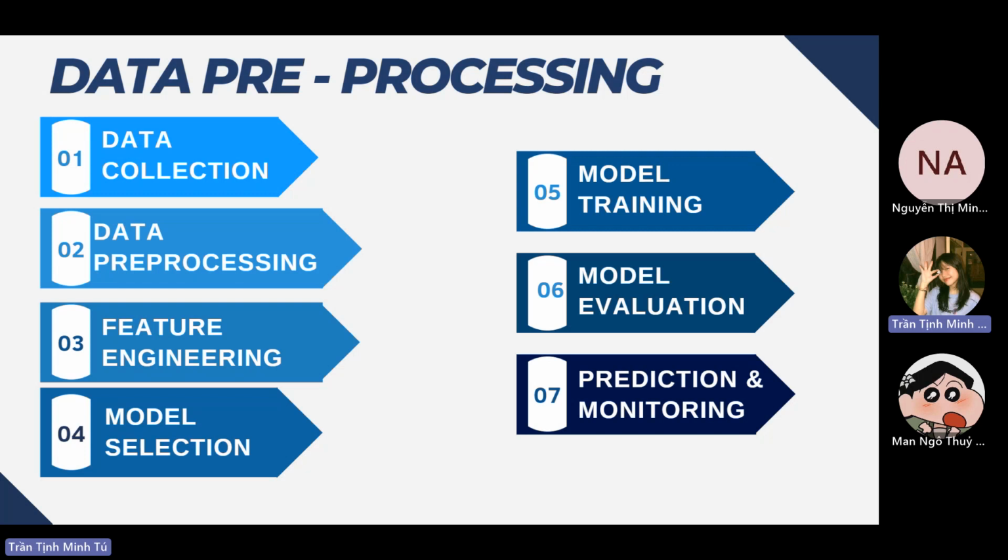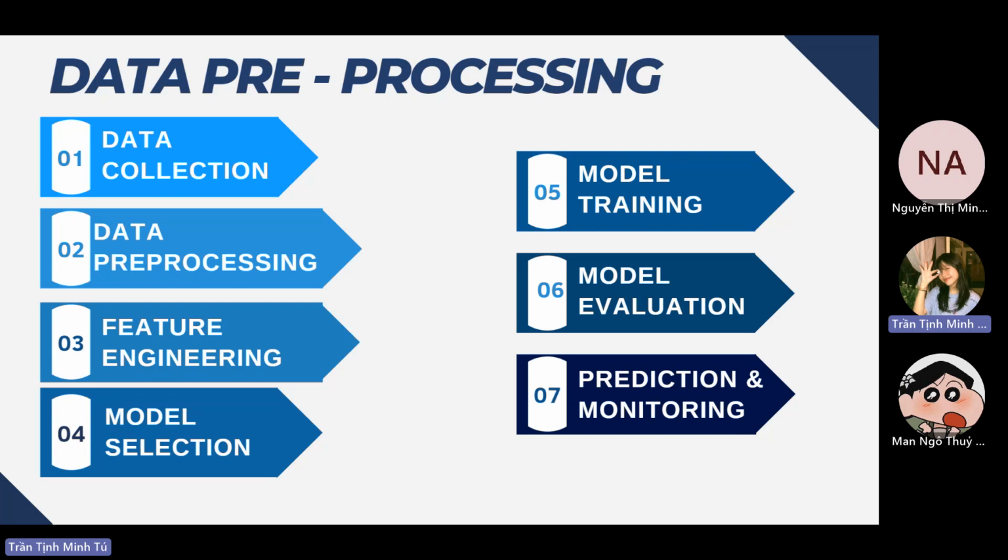After that is model selection. Choose an appropriate machine learning or deep learning model for sales forecasting. Common models include linear regression, decision trees, random forest, or gradient boosting, RNNs, or LSTM networks. The choice depends on the complexity of the data and the relationships expected to exist.